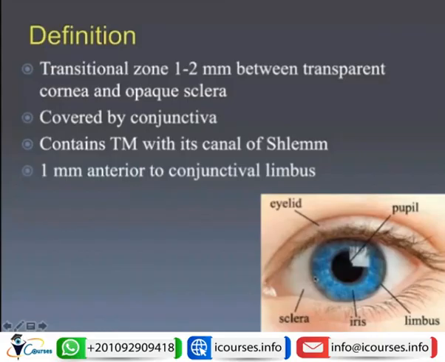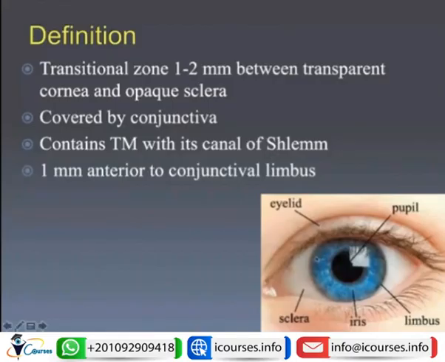One of the main important features of the limbus is that it carries within it the trabecular meshwork and the canal of Schlemm. And what are the functions of the trabecular meshwork and the canal of Schlemm? They are responsible for drainage of aqueous humor, which forms the intraocular pressure.